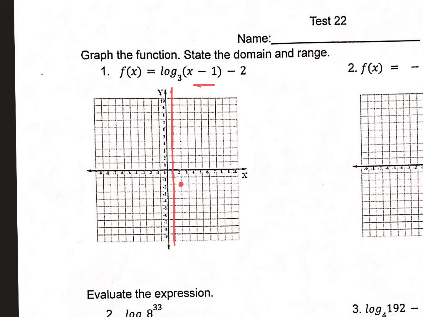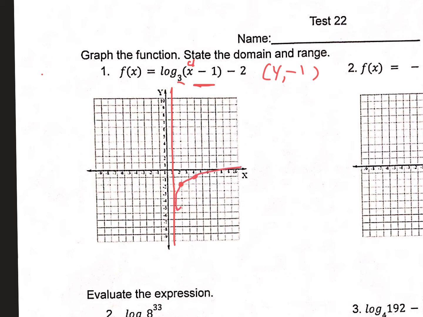Now, what I want to do with the parentheses, obviously, is make it the same thing as the 3. So I'm going to use a 4 for my x. All right, so my x is going to be 4. That gives me log base 3 of 3, which is 1. 1 minus 2 is -1. So I'm going 4, -1 for my second point, which is right here.